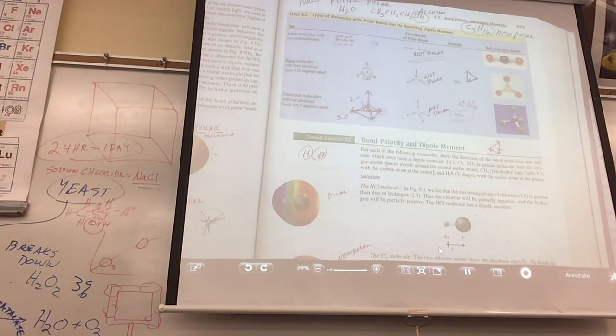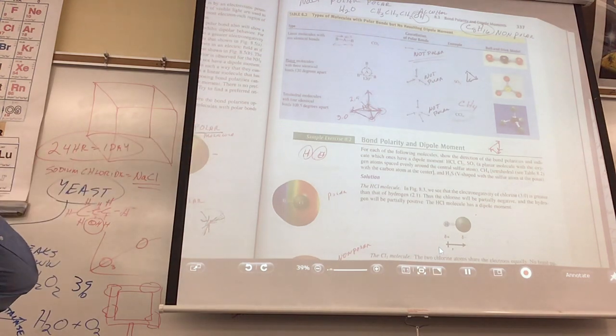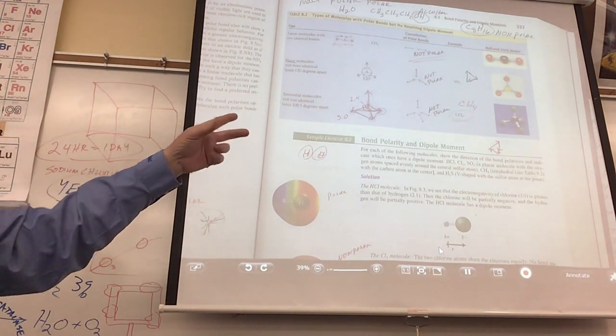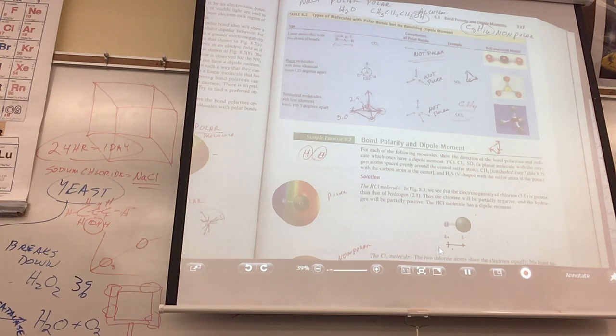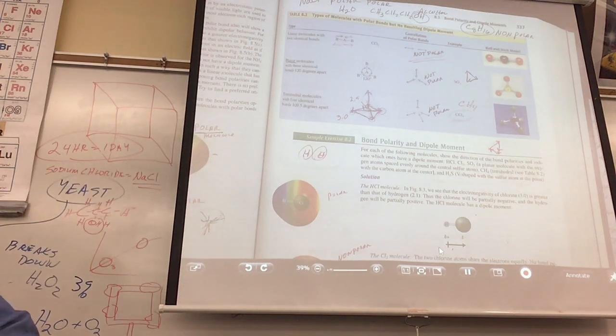It's still 0. So the example of that one is SO3. SO3 is flat, and the arrows, which way? Look up sulfur and oxygen. Look who's more electronegative, sulfur or oxygen?